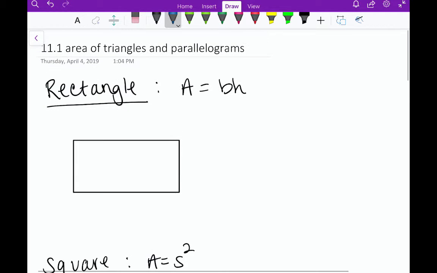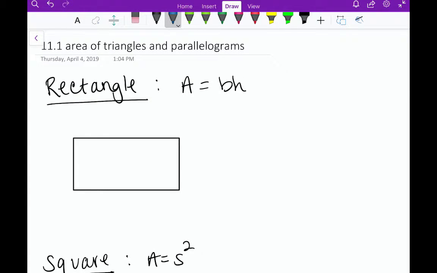All right, so the formula for area of a rectangle is base times height. So the base would be that, and the height would be this. Remember rectangles have 4 90-degree angles, and so the height is the distance between the two bases. It actually doesn't matter which one you call the base and which one you call the height, because you're just multiplying. So it's the same no matter which one you multiply first. Multiplication is commutative, so it doesn't matter.